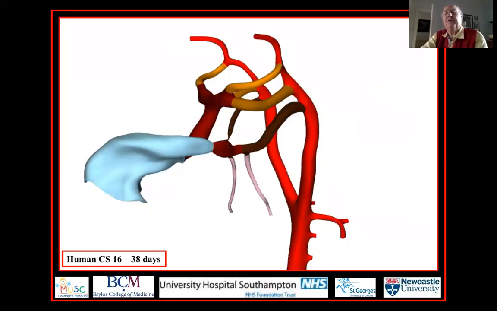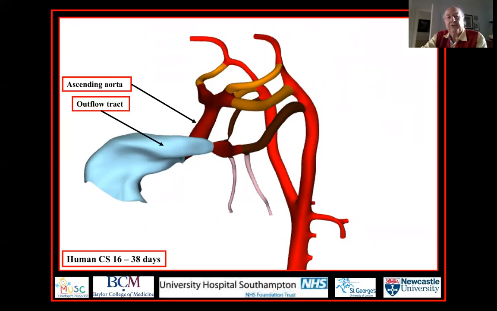We've now moved to 38 days of development. We're towards the end, the 6th week of development, and now the distal part of the outflow tract is dividing into the intrapericardial components of the aorta and the pulmonary trunk. So there now we see the ascending aorta, and we can see that extrapericardially it's dividing into its two horns.